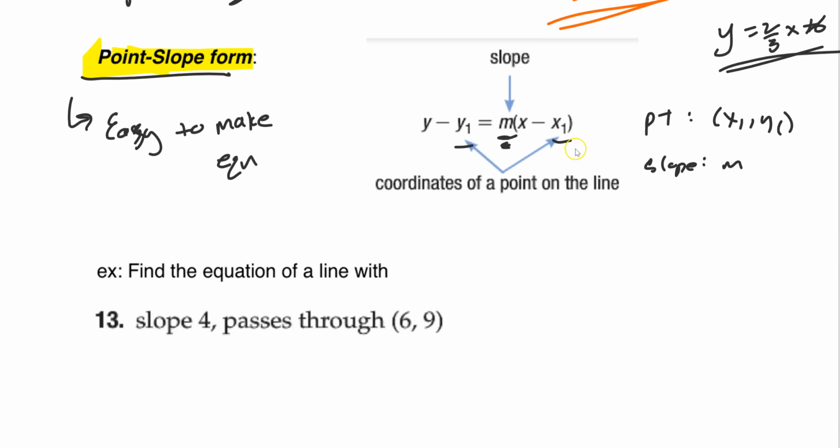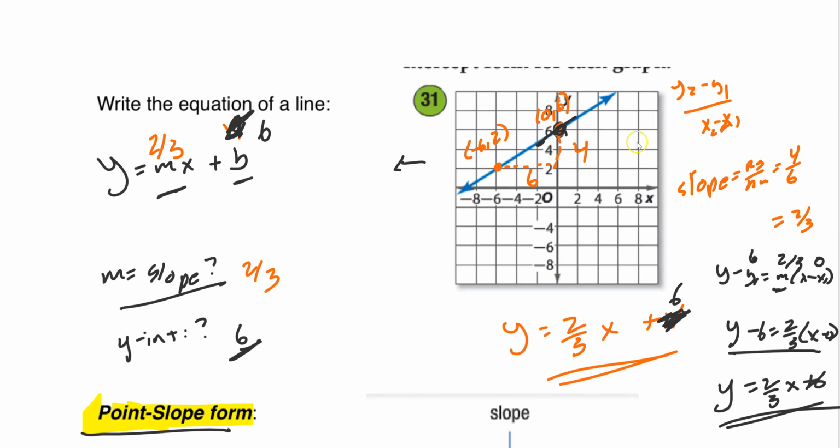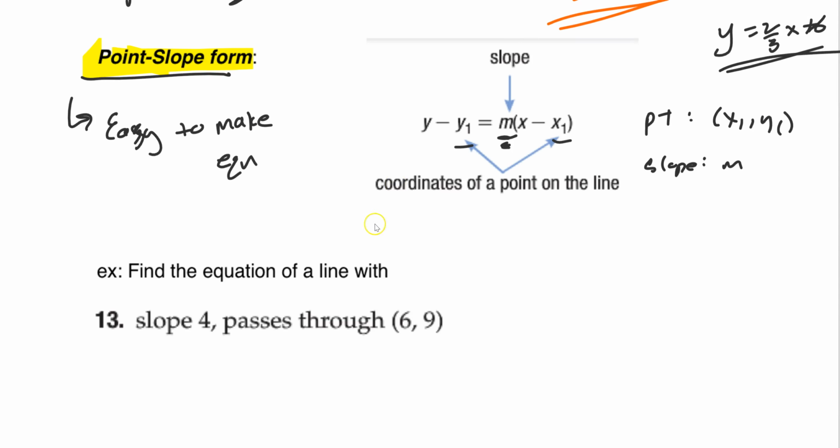So in general, when I want to make an equation, I do point-slope form. The only time I don't do it is if I have a line. If I have a line, it's actually a little easier to do slope-intercept form. But if I ever say write an equation of a line, if you see these words, you want to think y minus y1 equals m times x minus x1. It's the easiest way to make an equation.